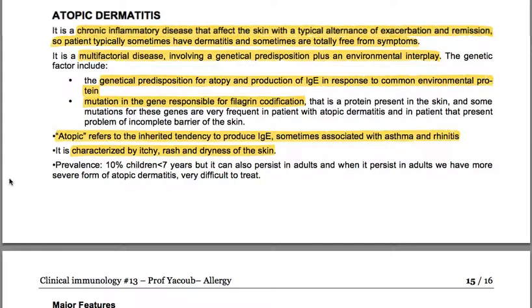and some mutations for these genes are very frequent in patients with atopic dermatitis and in patients that present problems of incomplete barrier of the skin. Atopic refers to the inherited tendency to produce IgE, sometimes associated with asthma and rhinitis. It's characterized by itchy rash and dryness of the skin. Prevalence is 10% of children less than 7 years, but it can also persist in adults, and when it persists in adults, we have more severe forms of atopic dermatitis, very difficult to treat.